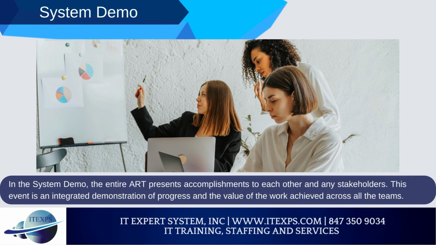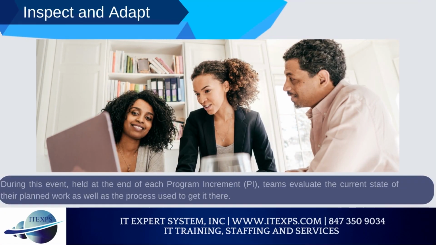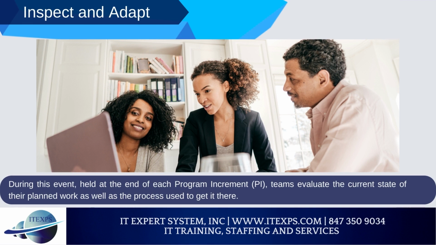System demo. In the system demo, the entire ART presents accomplishments to each other and any stakeholders. This event is an integrated demonstration of progress and the value of the work achieved across all the teams. Inspect and adapt. During this event, held at the end of each program increment, PI, teams evaluate the current state of their planned work as well as the process used to get it there.